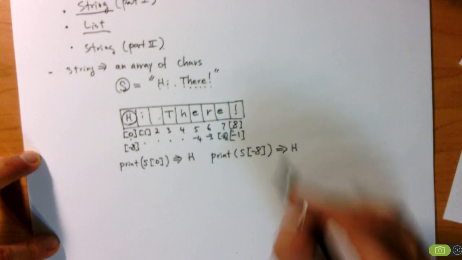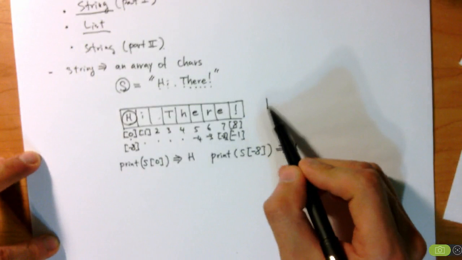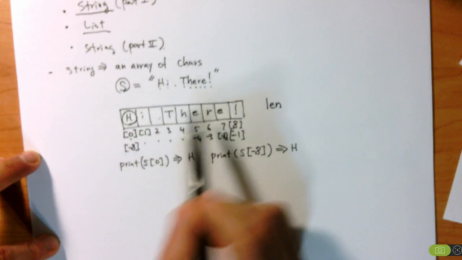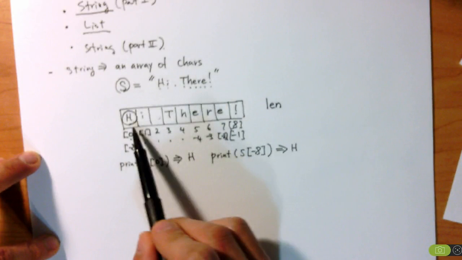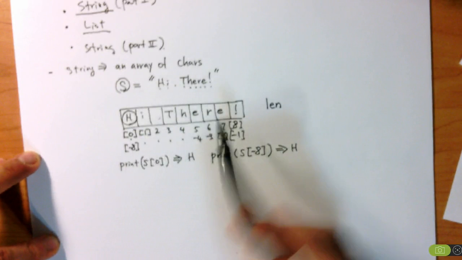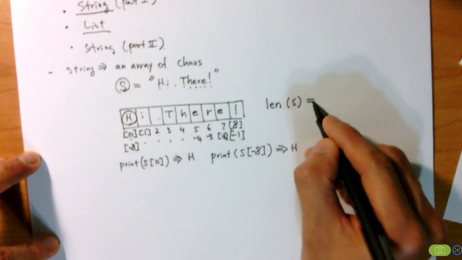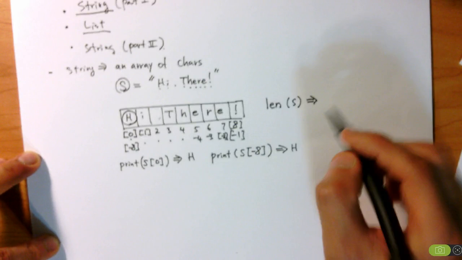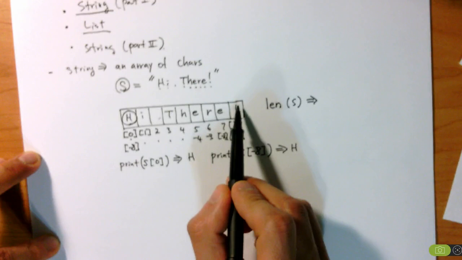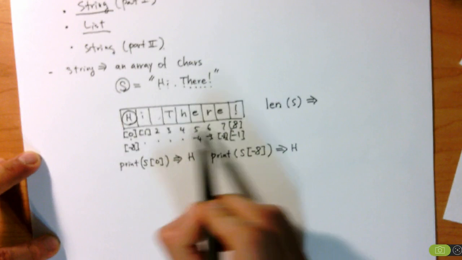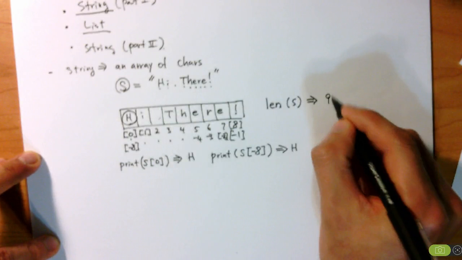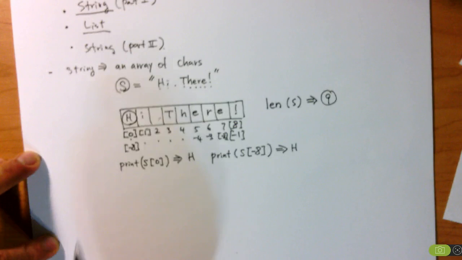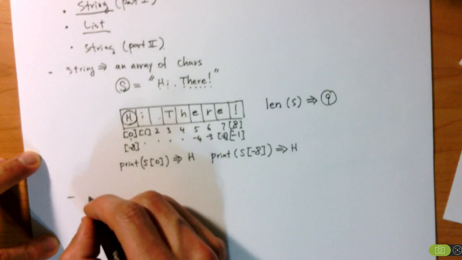And then, what about the length? You can use a function called len to find the size of this array, this string. So the size should be what? 0 to 8, so it should return 9. This function takes a string s as an input and returns the number which is the size of this string. So in this case it's 9.